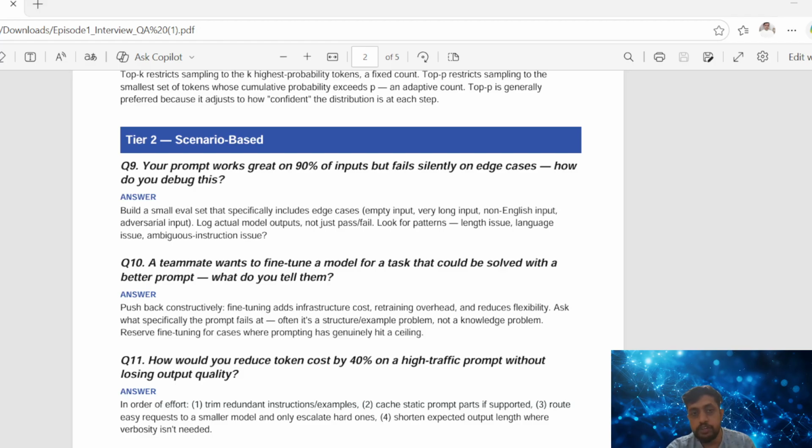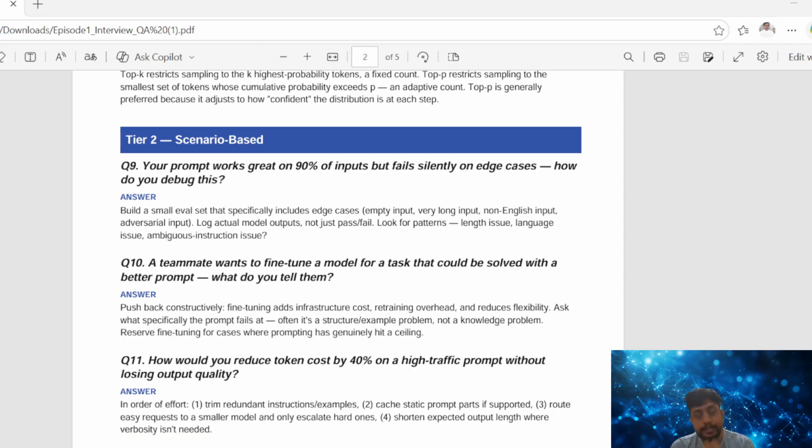So with scenario based questions, what I am telling is your prompt will not be able to handle those edge cases, which fail silently. Okay, next question. A teammate wants to fine tune a model for a task that could be solved with a better prompt. What do you tell him?